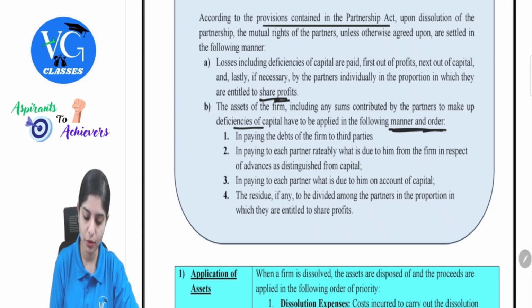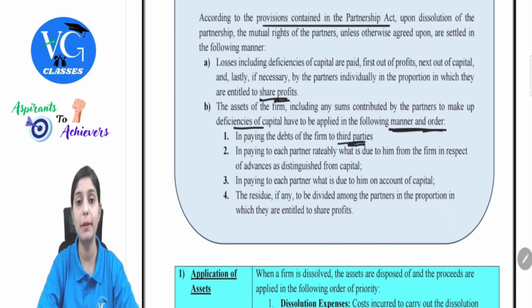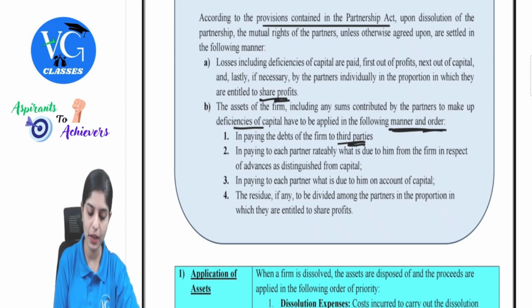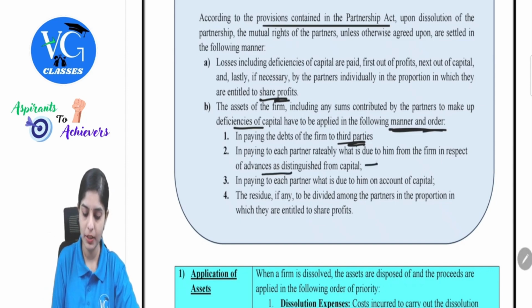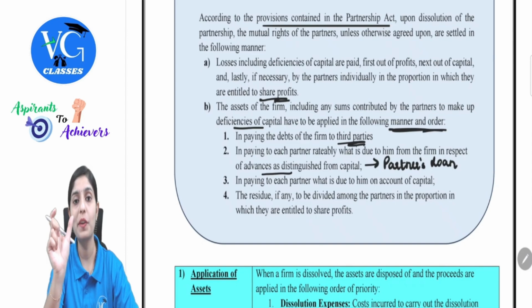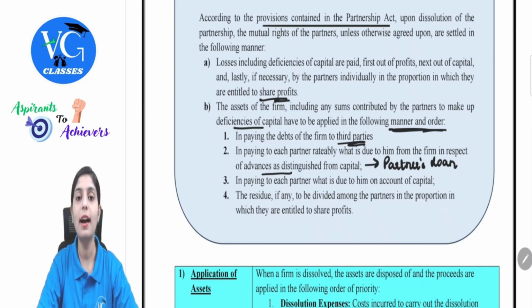First, in paying the debts of the firm to third parties, that is nothing but settlement of outside liabilities. Then, in paying to each partner rateably, which is due to him from the firm in respect of advances as distinct from capital. So, this is basically talking about partners' loan. So, if there are three partners, what rateability here means is if all three are giving you a loan, you have to first observe the priority in which it has to be repaid depending upon the terms on which it is being considered. In paying to each partner what is due to him on account of capital.